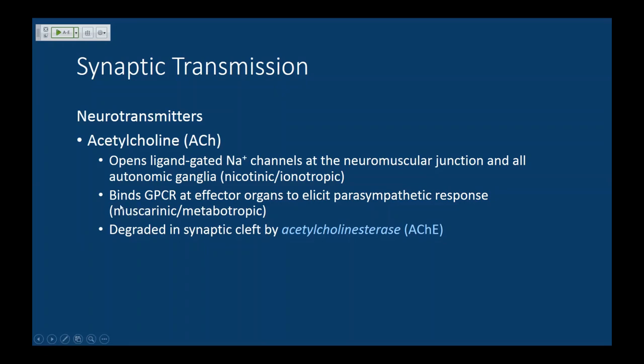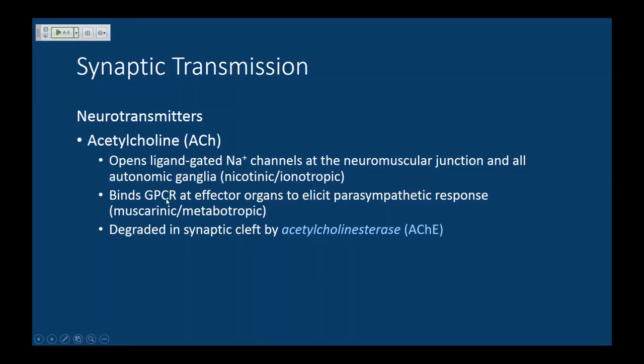Okay, there are actually two flavors of acetylcholine channels, the other of which is mediated by binding of a G protein coupled receptor at the effector organ. And the main thing to know about this is how you elicit a parasympathetic response. Again, we're kind of saving the autonomics for the end of the lecture, but acetylcholine is the main neurotransmitter to elicit the parasympathetic response.